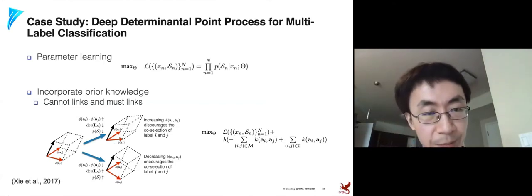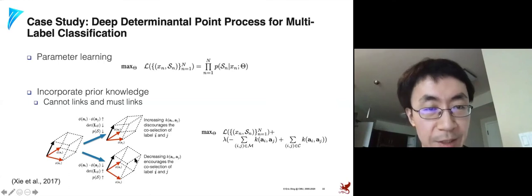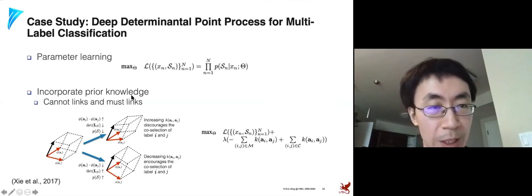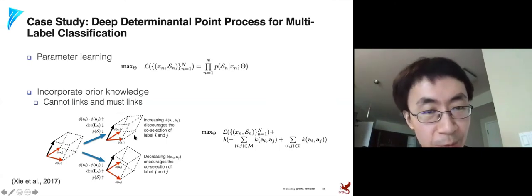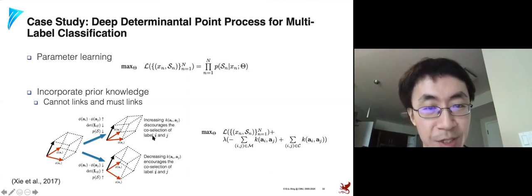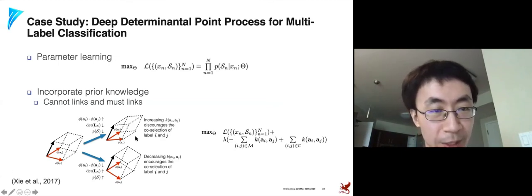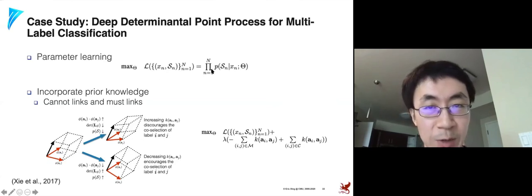So this basically gives us the room regarding how to incorporate these cannot and must links. If we want to discourage the co-selection of two items, say label I and J, we basically want to decrease this probability, because the selection is carried by the probability.